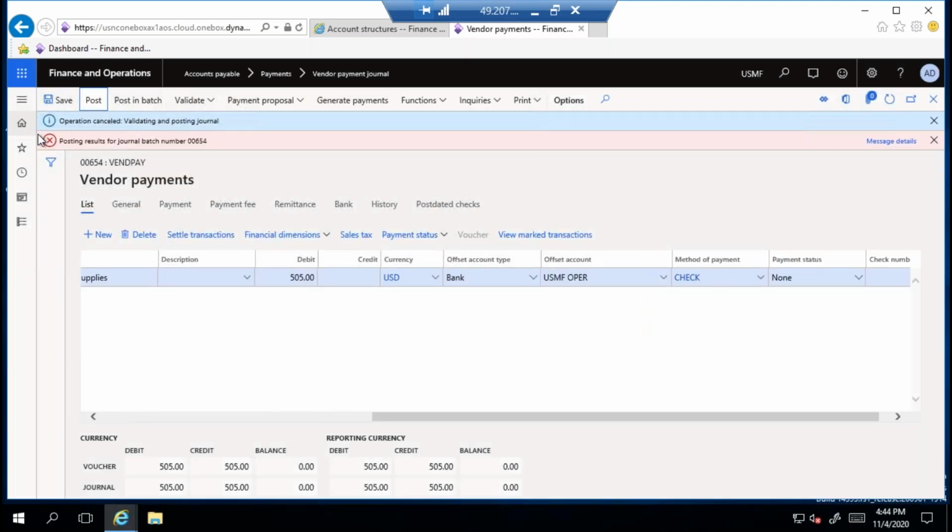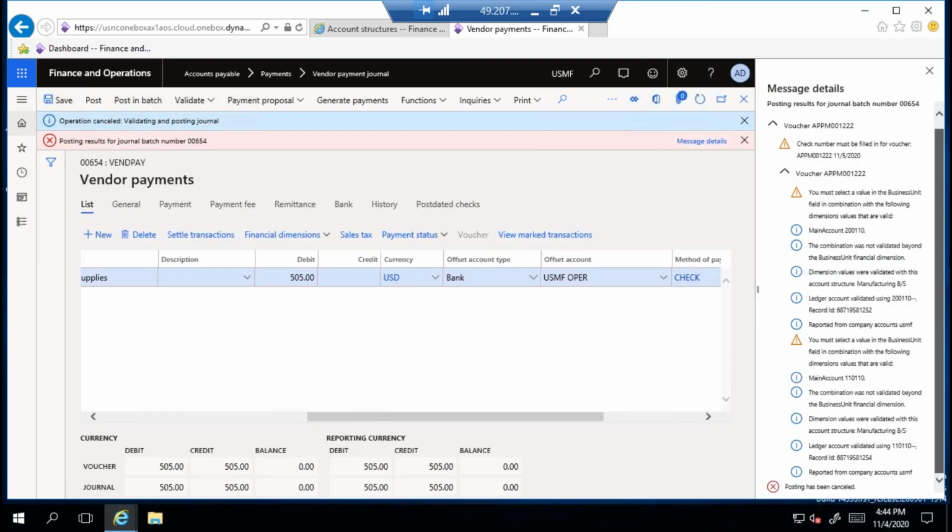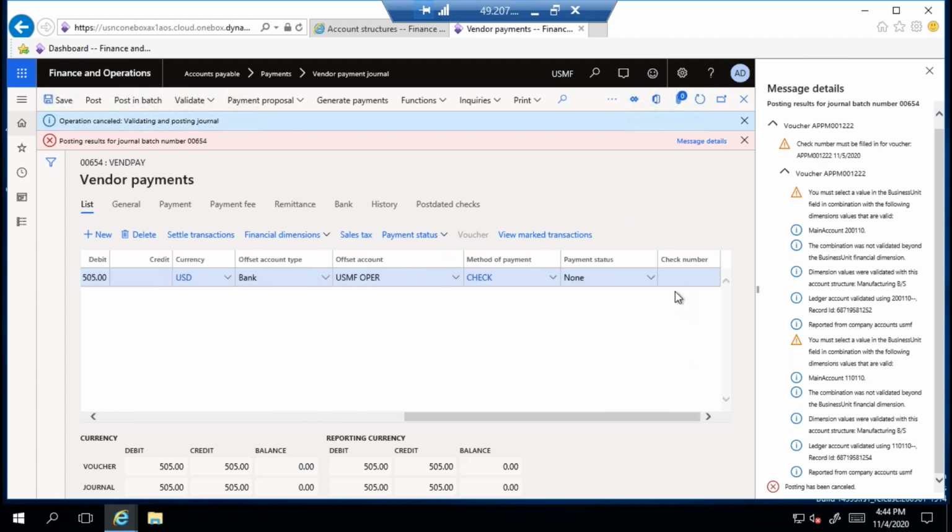So it is stopped. The red circle cross means the posting has been stopped. If you verify, there are many errors. Once again it is showing the business unit department combination error messages, and not only that, one extra check: check number must be filled in.